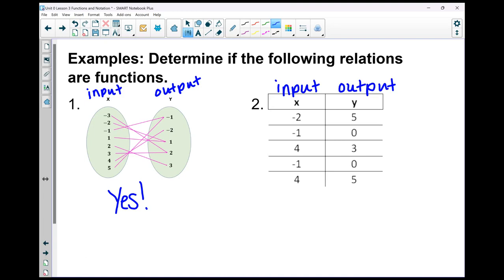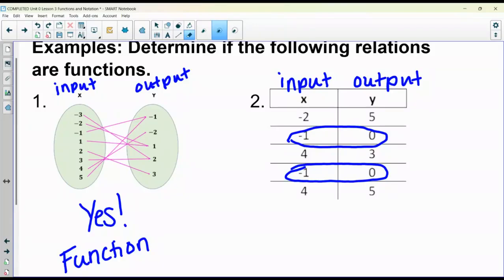Now looking at this input, I do see that there is a value represented twice. Here we have -1 and -1. So I'm just going to circle those so we can look at both the input and output together. If we look at those, that is going to be a coordinate point of -1, 0. Technically, that's just a repetition. That's not a second point. That doesn't violate having two different outputs. This is saying if you put -1 in, you're going to get 0 out. They just happen to list it twice, which is redundant, but doesn't violate anything.